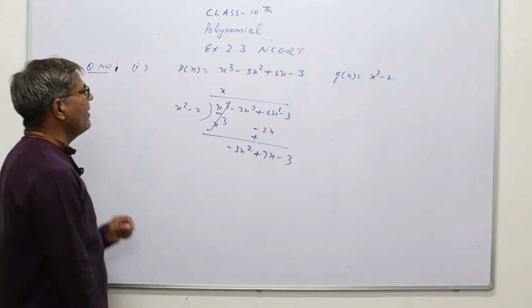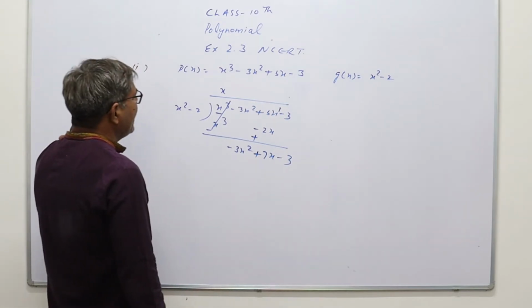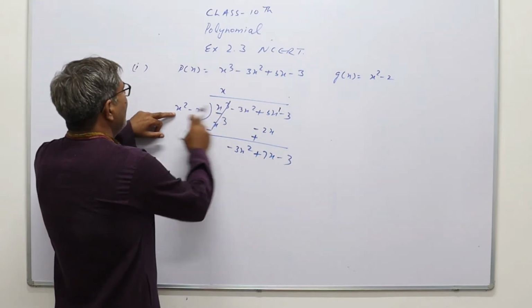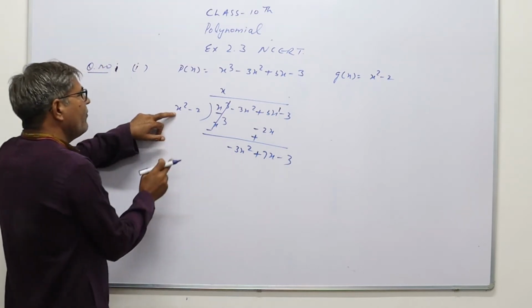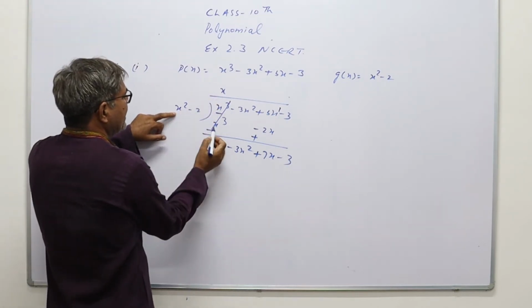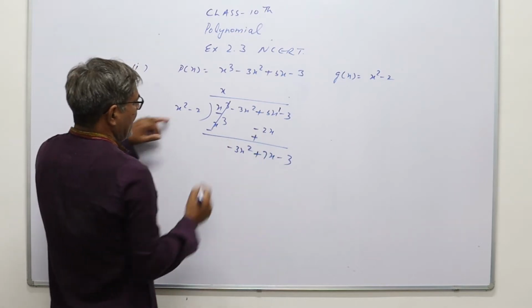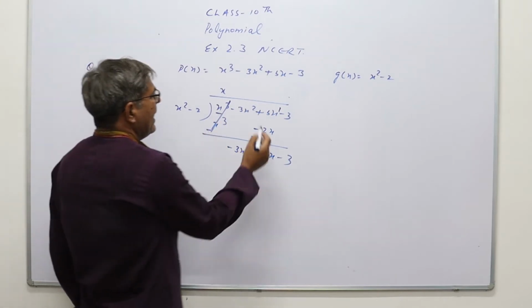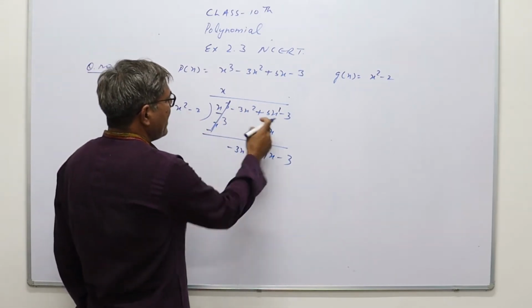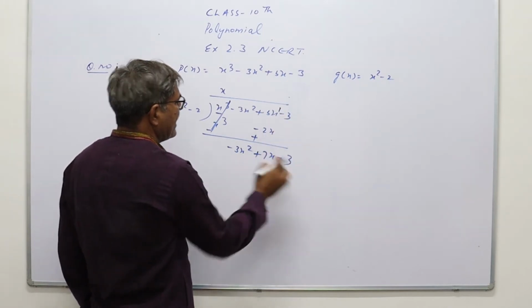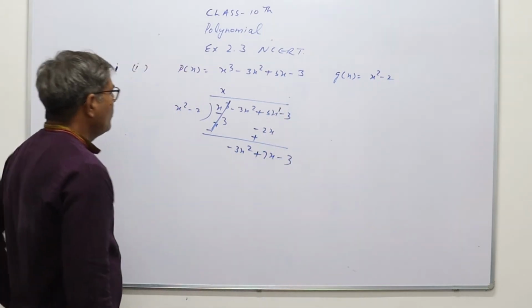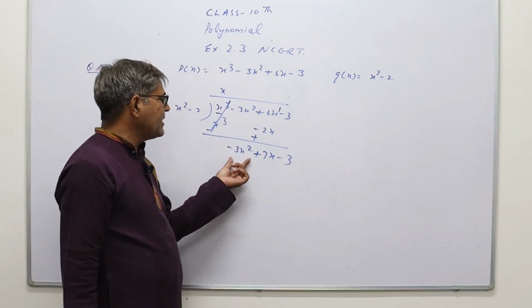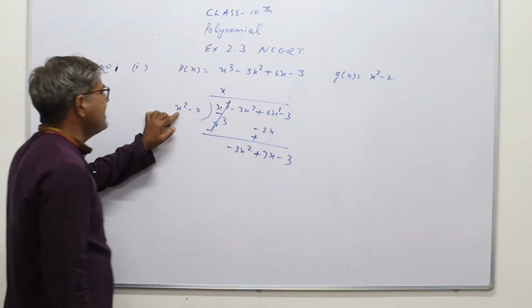First of all, we will observe the highest degree term of both the polynomials. In the dividend, the first term is x cube and in the divisor x square. So if we multiply the divisor by x, we get x cube minus 2x. On subtracting, minus plus, so this will be cancelled out. And here minus 3x square as it is, 5x plus 2x, that is 7x, and minus 3 is as it is.